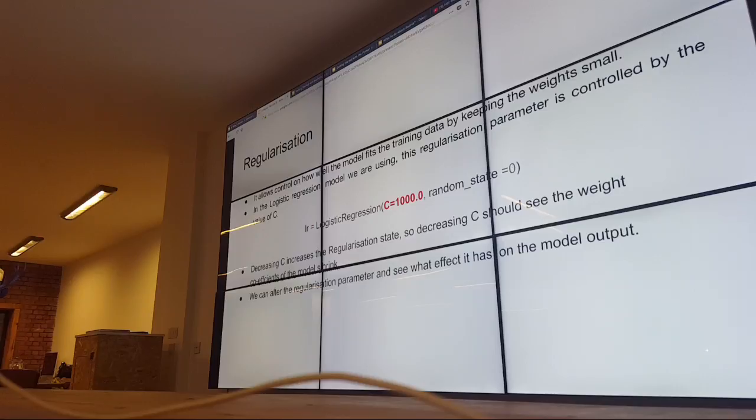It's not always obvious what it's going to do, but effectively decreasing C increases the regularization strength. So if we decrease C, we should see the weight coefficients in the model shrink. There's a little plot in the GitHub repo as well that does that. If that's gone over your head, don't worry too much about it. Just remember that sometimes people use regularization to try and stop your model being too complicated.